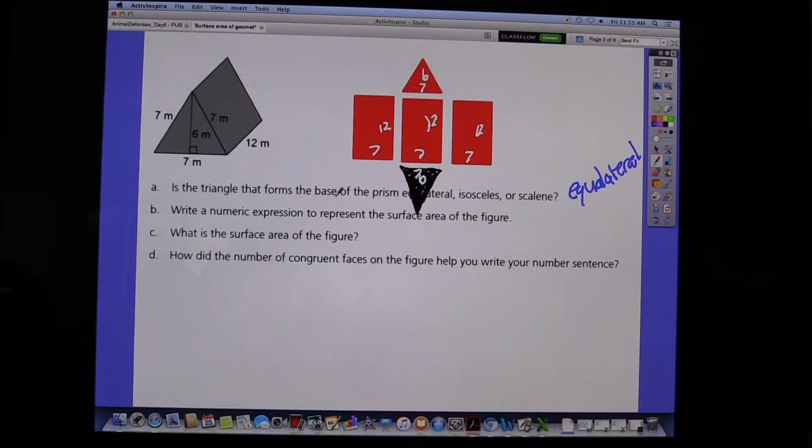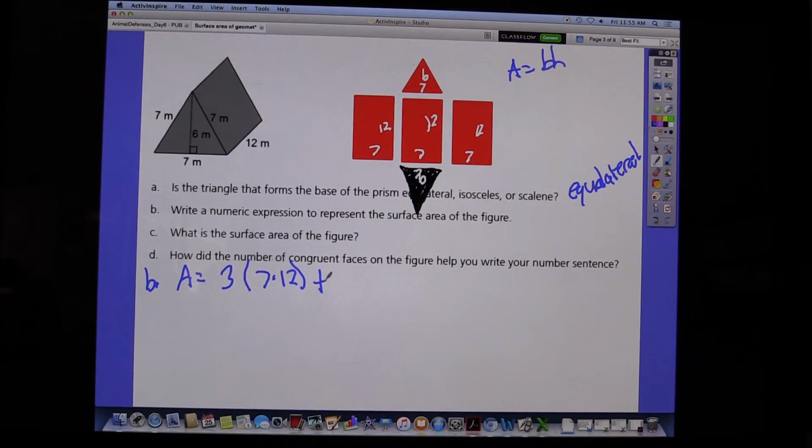B, write a numeric expression to represent the surface area of the figure. Okay, I'm going to have to put B down here. I just need to have space to write this. So I have 3 rectangles, and the formula for finding the area of a rectangle is area equals base times height. Now, since we have 3 that are exactly the same, and the base would be, we'll say 7, the height 12, I'm going to say area equals 3 times 7 times 12.